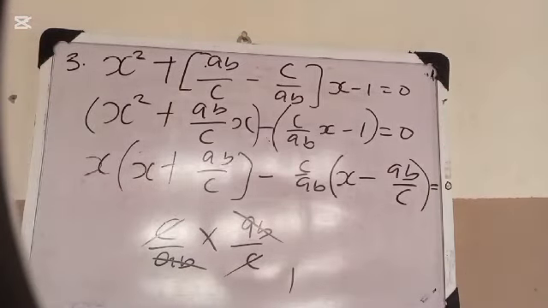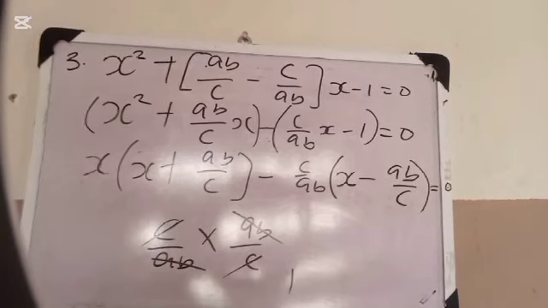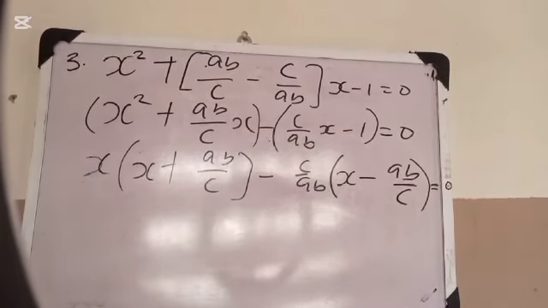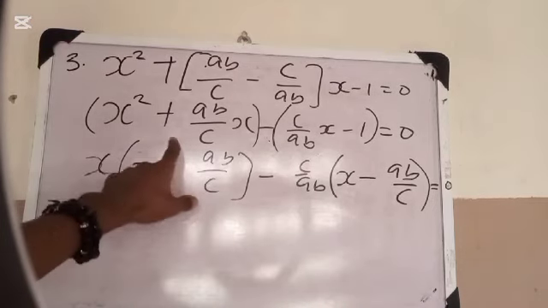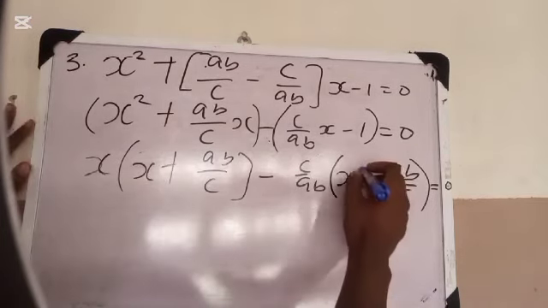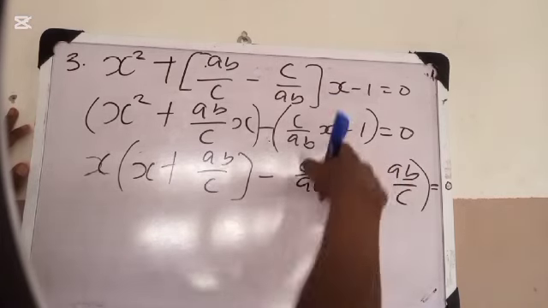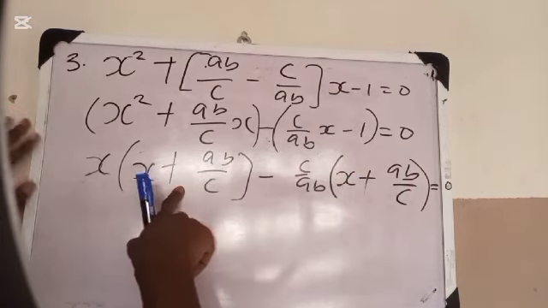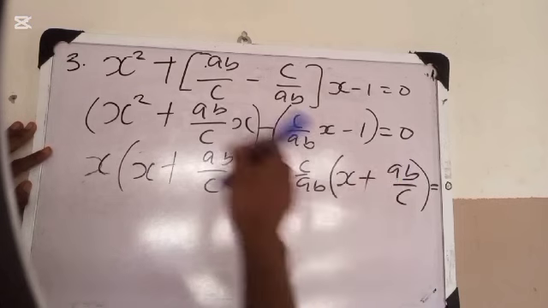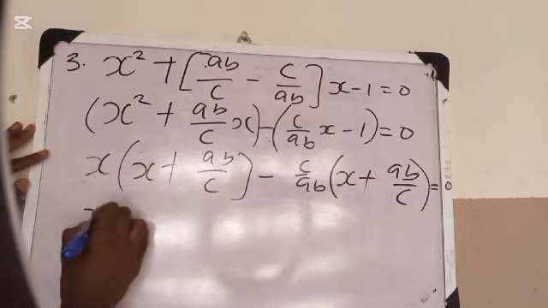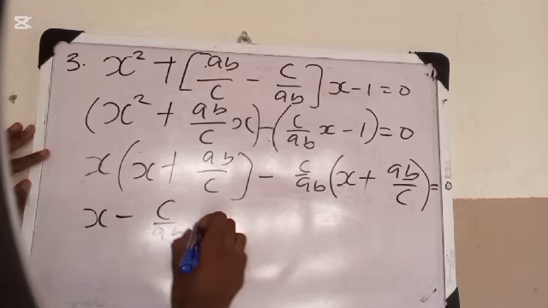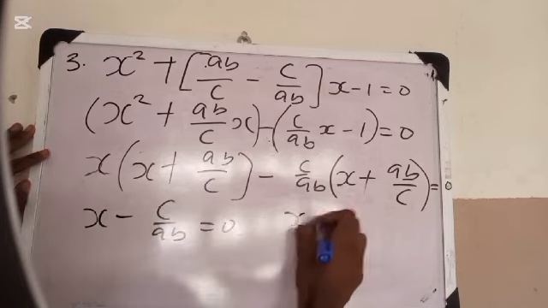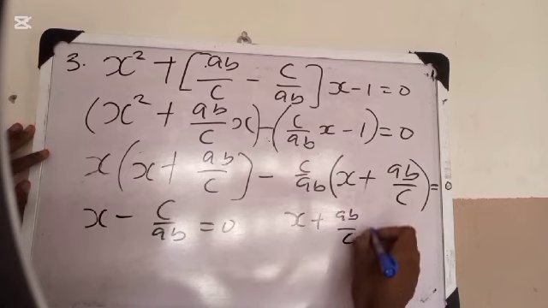Are you following? So knowing that, let's solve. I told you what is in this bracket. Sorry, this is supposed to be plus, because minus times minus will be plus. What is in the bracket must be exactly what is in this bracket here. So you marry these two together: x minus c over ab is equal to 0, and x plus ab over c is equal to 0.